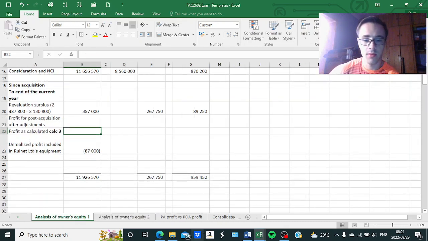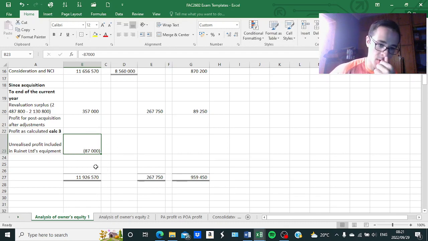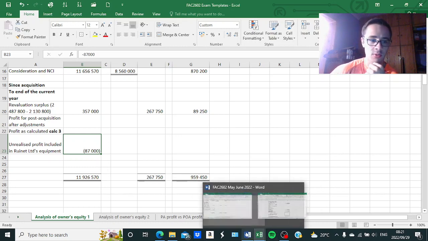And once again, why have we shown the adjustment here? Because the subsidiary made a profit, so therefore it must be shown in the analysis of owner's equity.